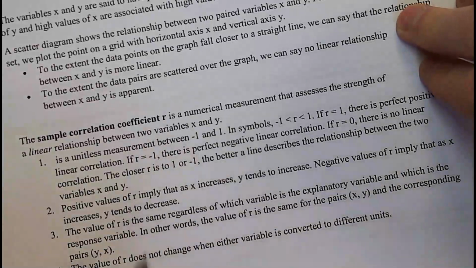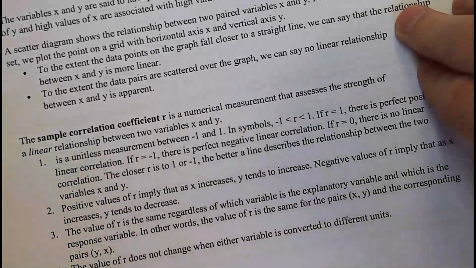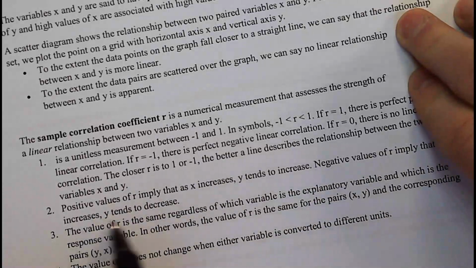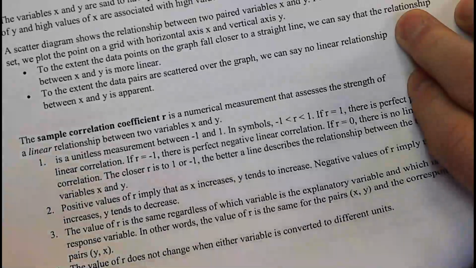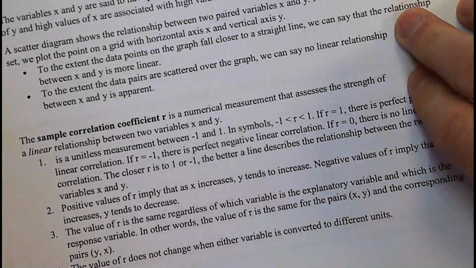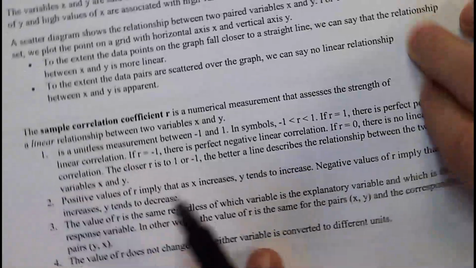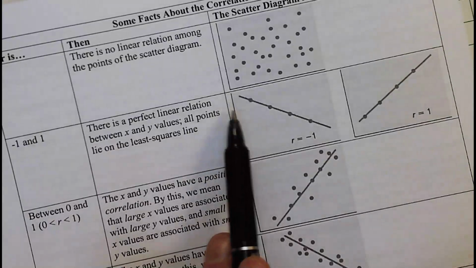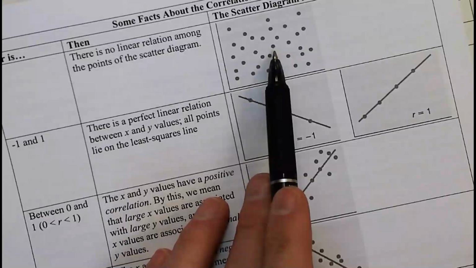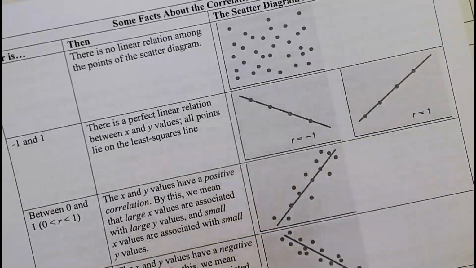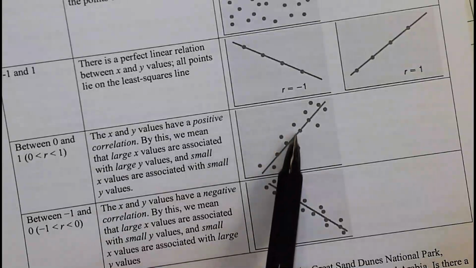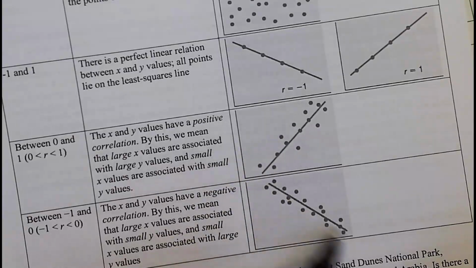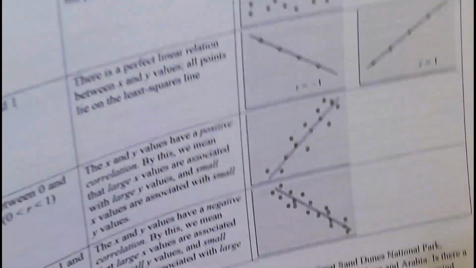Okay. If it's positive, that means as X increases, Y tends to increase, just like the first example. Negative means as X increases, Y decreases. Also, R does not change whether we flip the variables, and it does not change when we convert to different units. So as I was saying, at 0 it would be all over the place, -1 and 1 would be perfect, and between 0 and 1 it looks moderate to strong, and that would be a strong negative. Okay.